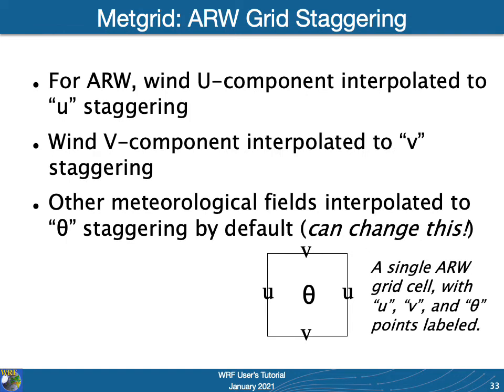When performing its horizontal interpolation, the Metgrid program directly interpolates meteorological fields to their proper staggering in the ARW grid. And this means that the U component of the horizontal wind field is interpolated directly to the U staggered points in the ARW grid, and the V component of the horizontal wind field is interpolated directly to the V staggered points in a grid cell, and all other scalar valued fields are interpolated directly to the centers of the grid cells.